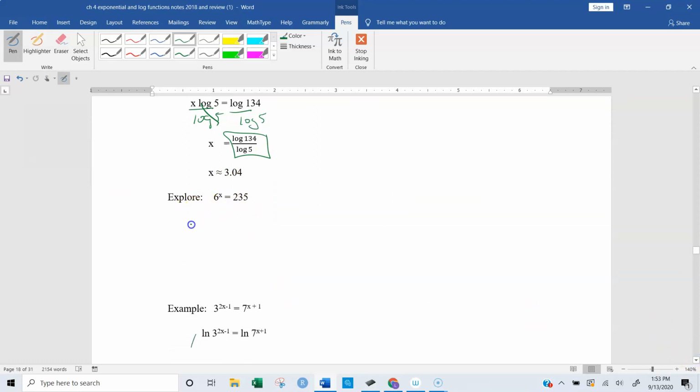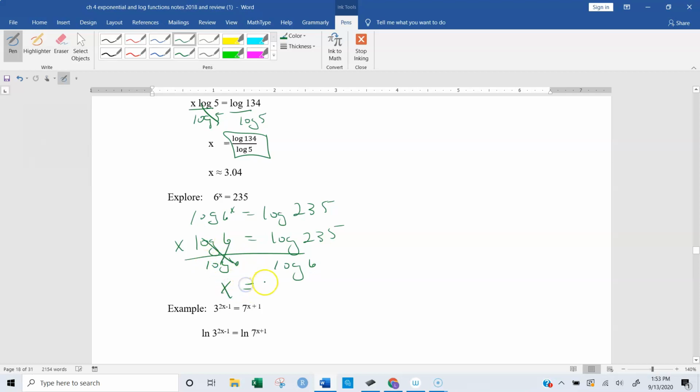I'm going to use the log. So we use log of 6^x equals log of 235. Bring your x in front. So x log of 6 equals log of 235. Divide by your log of 6. Literally type that into your calculator. So now you got x equals, and I got 3.047.